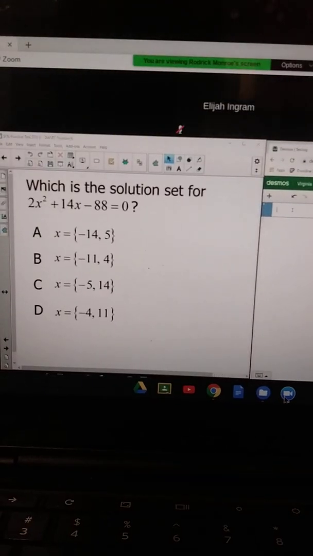Desmos, let's see what we can get. It says, what is the solution set for this problem? In Desmos, you type in 2x squared plus 14x minus 88 equal 0. So as you can see, we got two red lines.